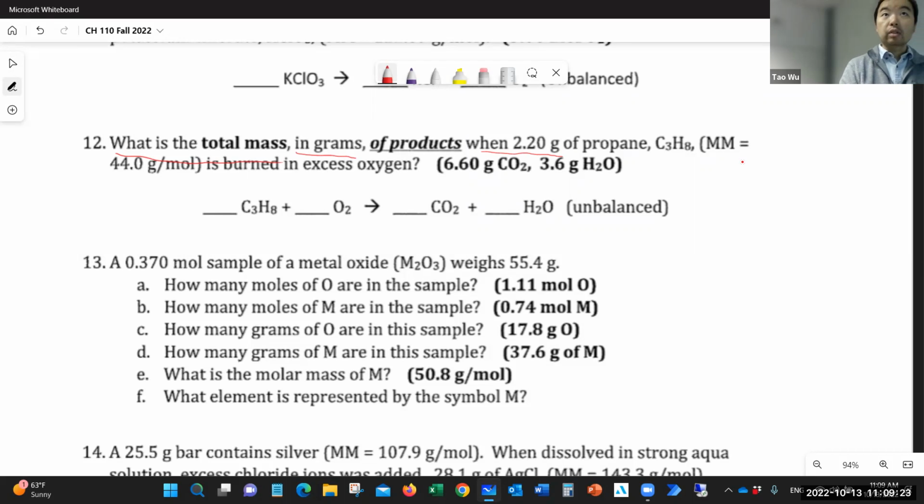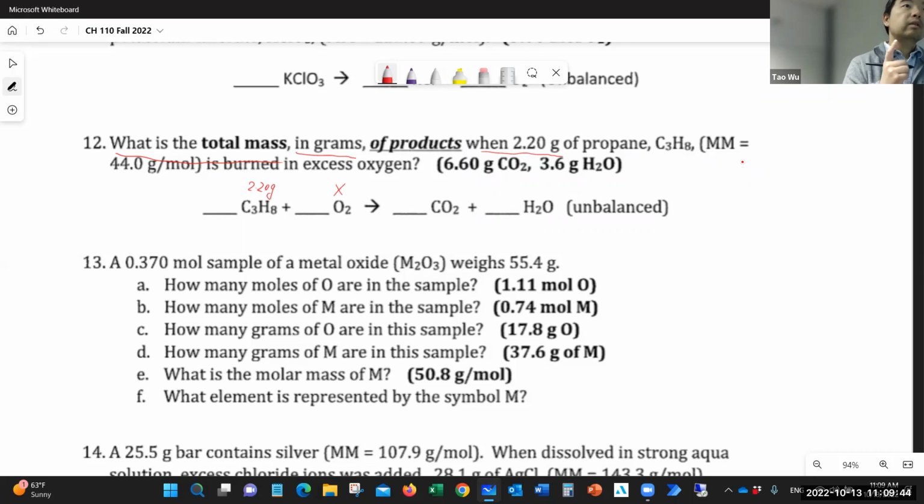Obviously this is not a limiting reagent question, because this question only tells you we have 2.2 grams of propane. We're not talking about the oxygen, because oxygen is unlimited. It's in excess here. So that's why this is just a stoichiometry question.